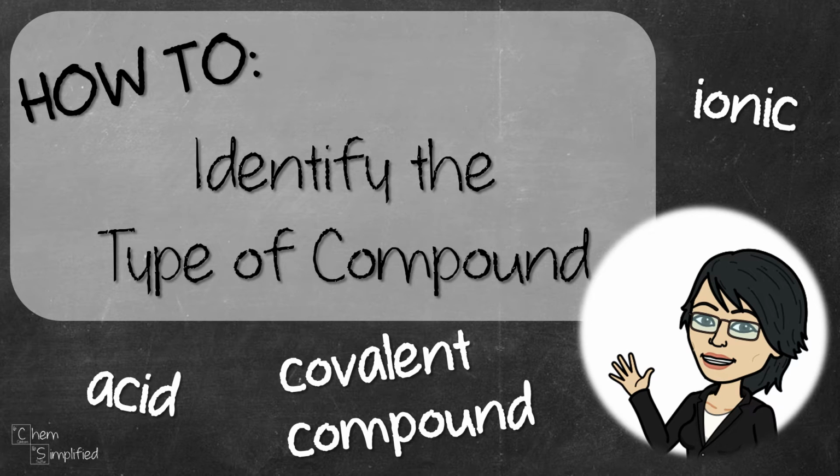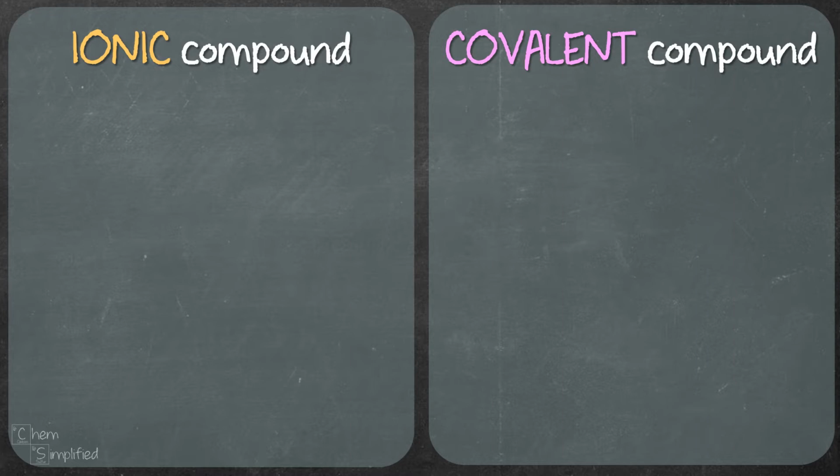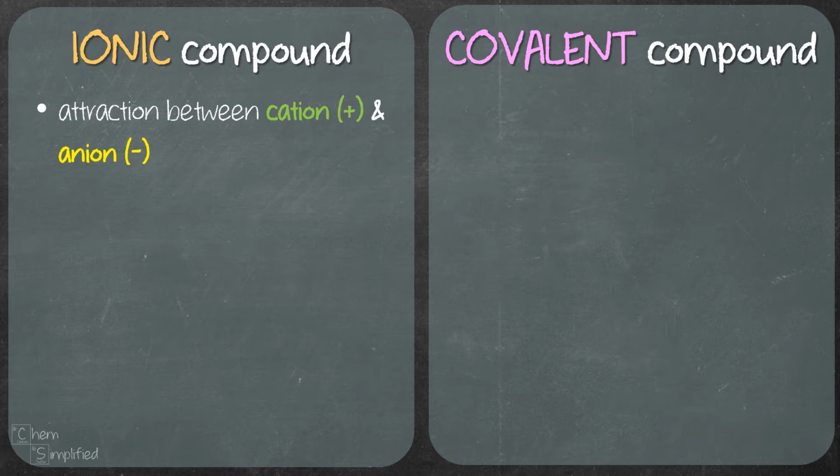In this video, we're going to go through the different types of compound and how to identify them. Basically, there are two types of compounds, which are ionic and covalent compound. Ionic compound is formed from the attraction between cation and anion. Cations are positively charged ions, whereas anions are negatively charged ions. These two types of ions attract one another and they form a neutral compound, which is called ionic compound.